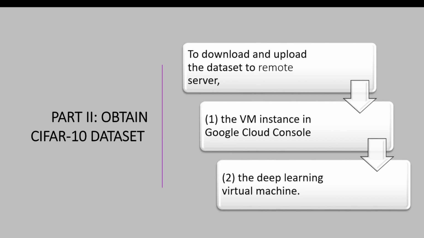Alright. In part 2, as I said at the beginning of the slide, I will show you the steps of how to upload the CIFAR 10 dataset to the virtual machine. To download and upload the dataset to the remote server, we have to upload the dataset in two parts. The first part, we upload the dataset to the virtual machine's instance in Google Cloud Console. And then we upload the dataset to the deep learning virtual machine.